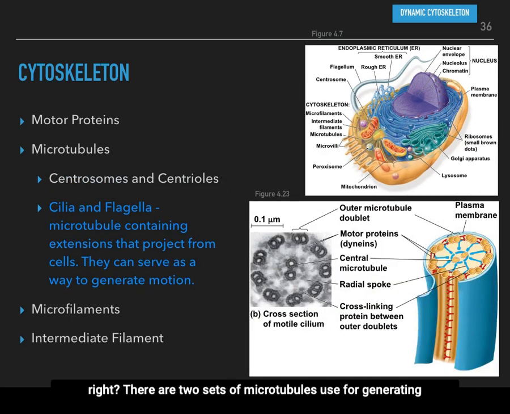There are 2 sets of microtubules used for generating motion, cilia and flagella. These are extensions that project away from the cell wall. Cilia and flagella have very characteristic structures. The image on the bottom right shows a motile cilium, a cilia used for propulsion. The cross-section shows 9 pairs of outer microtubule doublets and a central microtubule pair in the center. These microtubules are held in place by other motor proteins called dyneins, as well as the radial spokes.